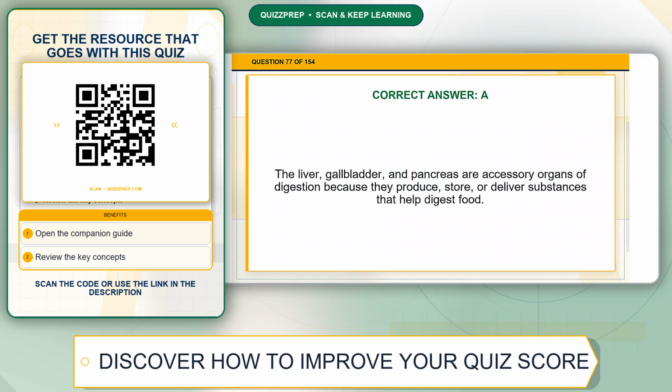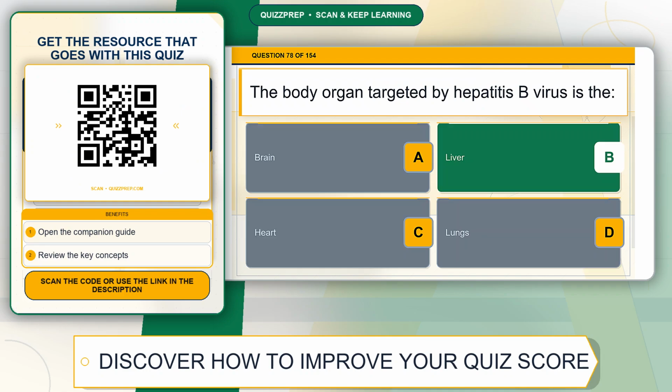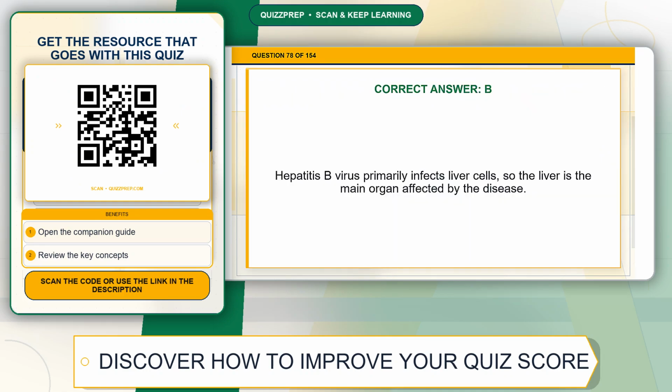digest food. Question 78. The body organ targeted by hepatitis B virus is the: Option A, brain. Option B, liver. Option C, heart. Option D, lungs. The correct answer is option B, liver. Explanation. Hepatitis B virus primarily infects liver cells, so the liver is the main organ affected by the disease.